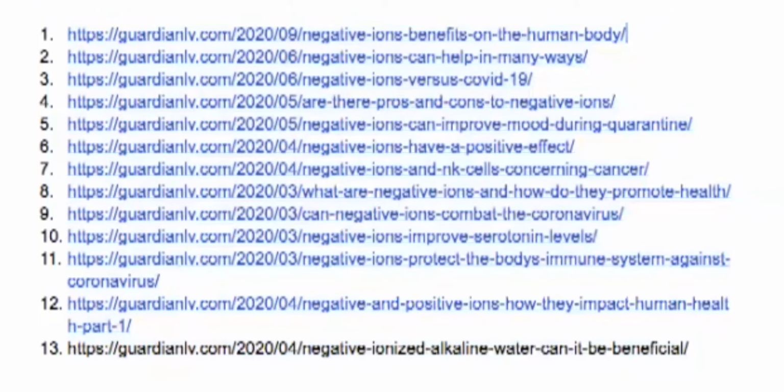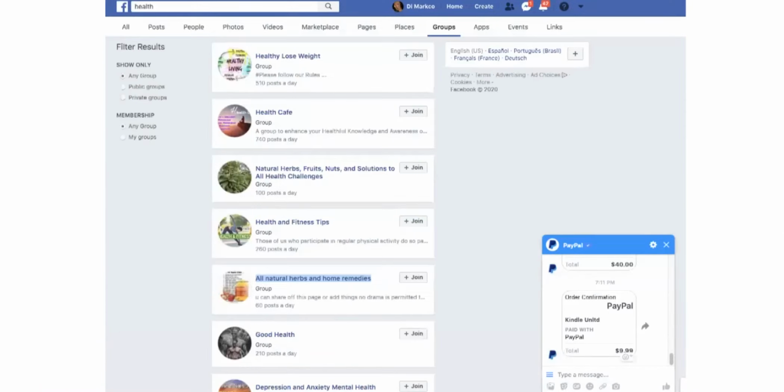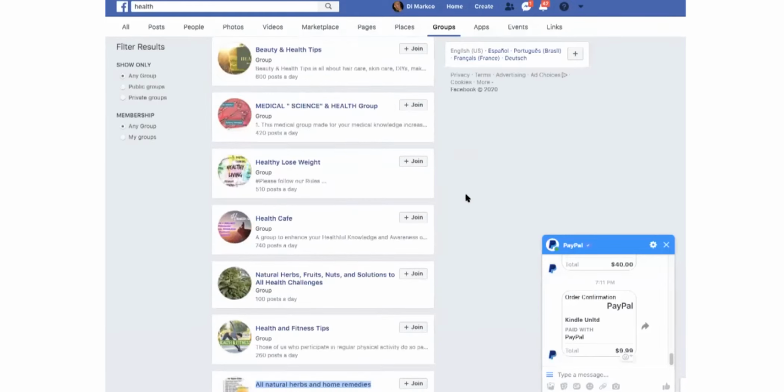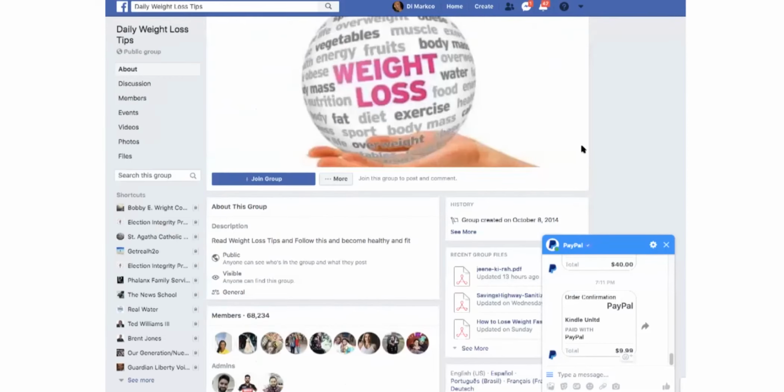Let me come out of there. Now, since I didn't want to answer the questions in that group, I've got some groups that I prepared for you today. So let's take a look at those. I'm going to go here. Okay, here we go. I did a health piece. I wanted to find out which health groups I could go into that would work for what we're trying to do. So I looked at this one, daily weight loss tips. The reason I went to weight loss tips is because I lost a lot of weight using Real Water and its products. So I went to weight loss for that reason.